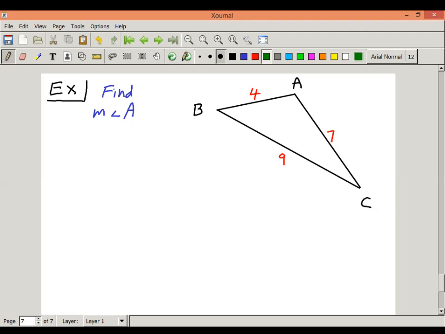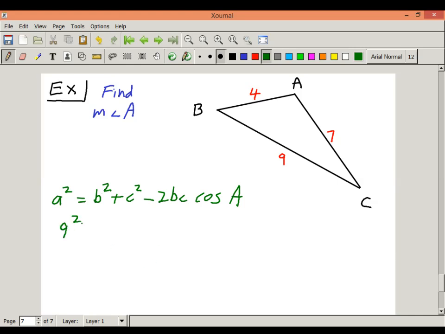So I'm going to use the version of law of cosines which has cosine of A in it, because we're looking for angle A. That's the one that goes like this: a squared equals b squared plus c squared minus 2bc cosine of angle A. Let's fill in a, b, and c because we have all of them. A is 9, so 9 squared.